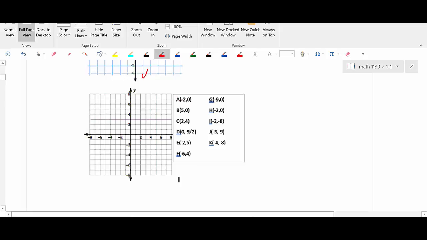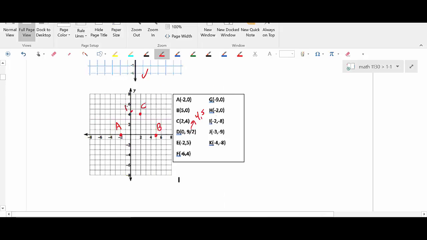If you plot -2, 0, that just means you're going left 2, and then you don't move up. So that would go there. Point B would be over 5 to the right, and you don't move up. And just label the letters by that. Point C would be going over 2 on x, and then up 4 on y. And then point D is 0 and 9/2. 9/2 is 4.5. So this one you would be just simply going up 4.5 like that. So just kind of estimate where that is.